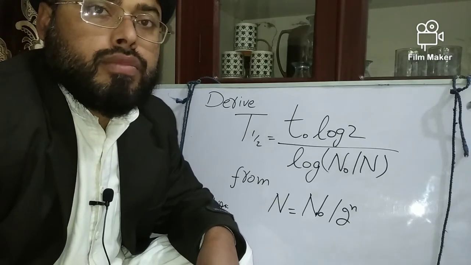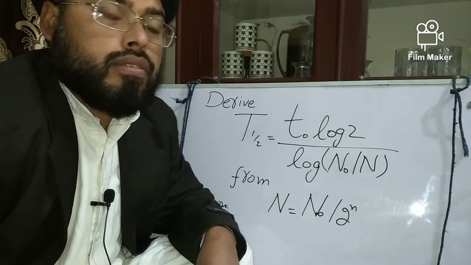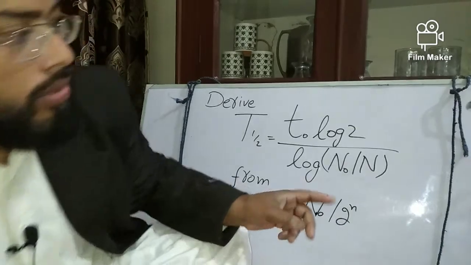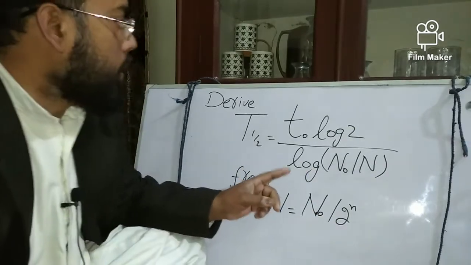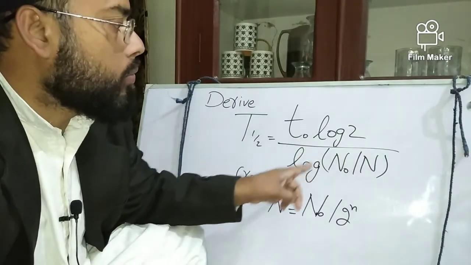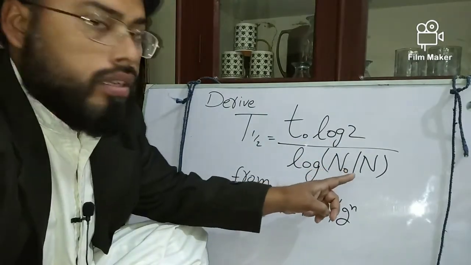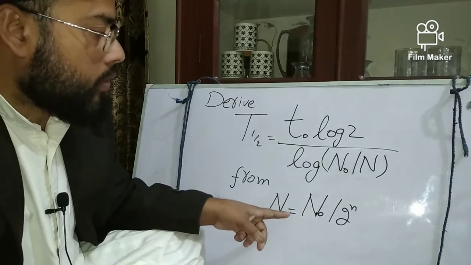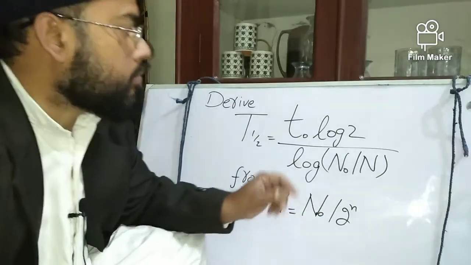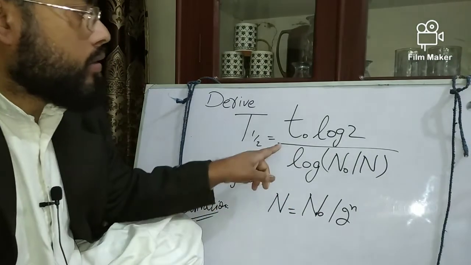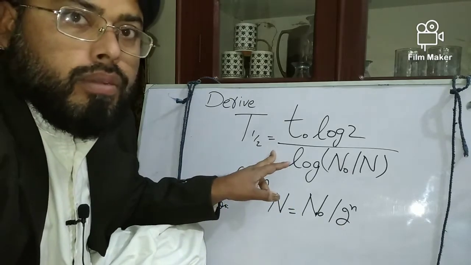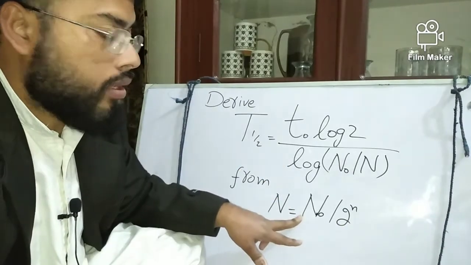Let's go to the derivation, that is the half-life formula. Let's go to the whiteboard. Derive T half is equal to T naught log 2 over log N naught over N. From this equation, N is equal to N naught over 2 raised to the power n. This is the half-life formula, and I derive it from this fundamental relation.